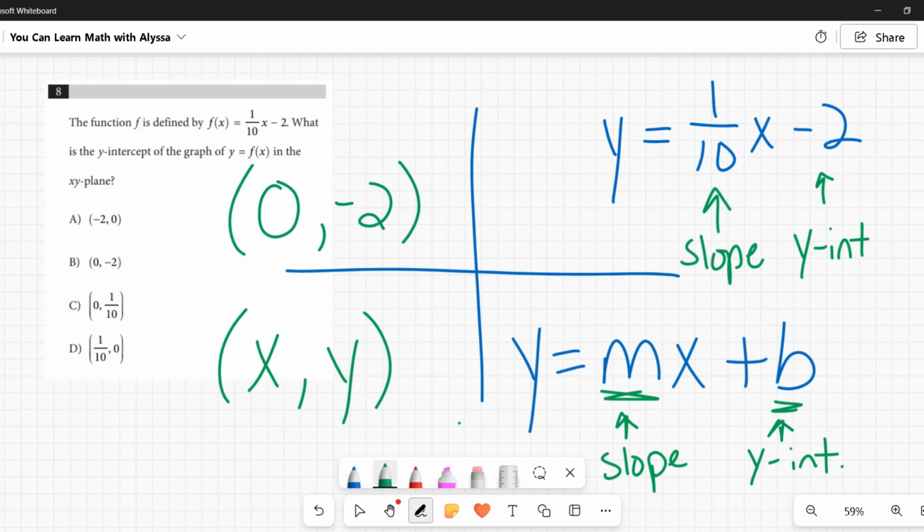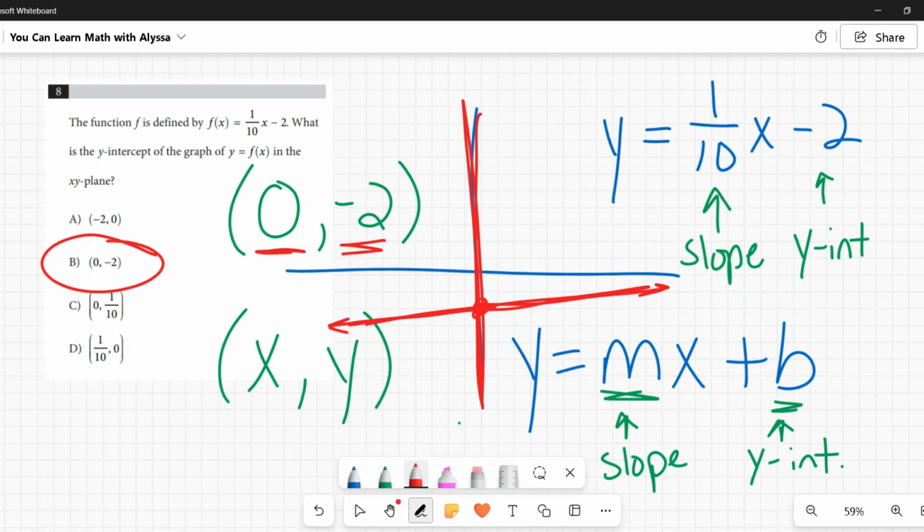So this is going to be a very shallow line, and I'm not drawing this to scale, but it's going to have a very low upward slope to the right, and it's going to cross at -2. Anywhere on the y-axis, x is 0, always. For all y-intercepts, the x is 0. So my coordinate is an x value of 0 and a y value of -2. And that is my answer, B.